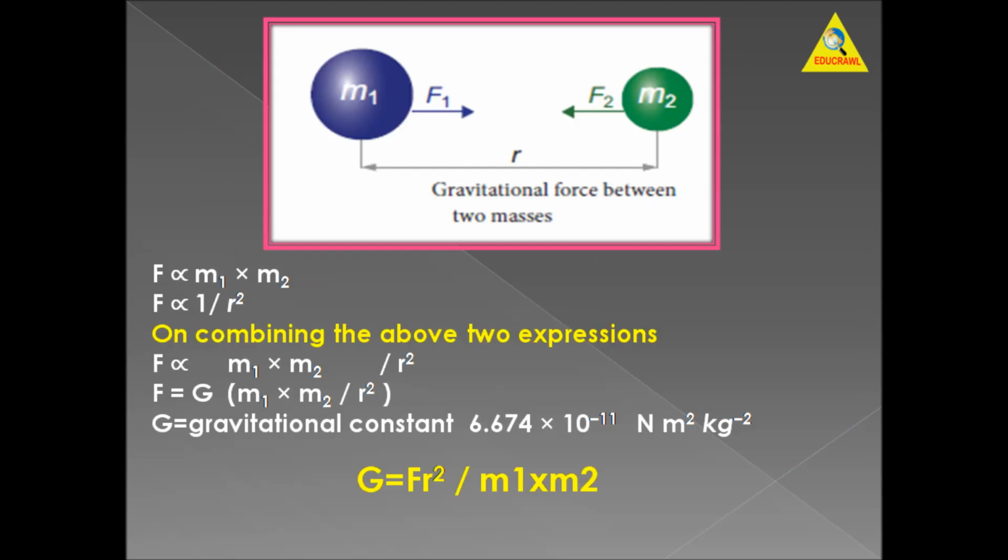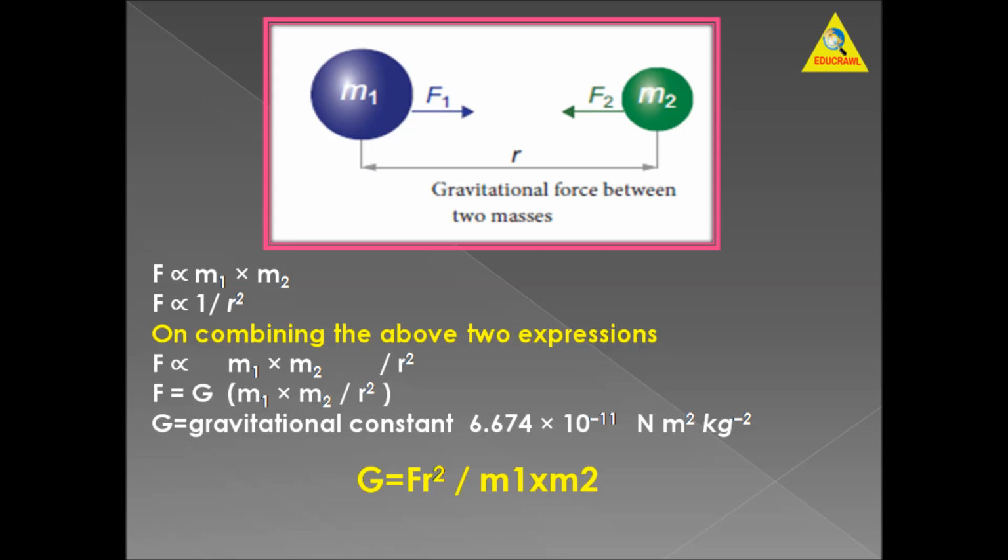So, we consider the diagram. Here there are two objects of masses m1 and m2. The distance between their centers is r. Now I explain once again the Newton's gravitational law. According to the Newton's gravitational law, the force between the two objects is directly proportional to the product of masses. Here the product is m1 into m2 and it is inversely proportional to the square of the distance between them. So, F is directly proportional to 1 by r square.